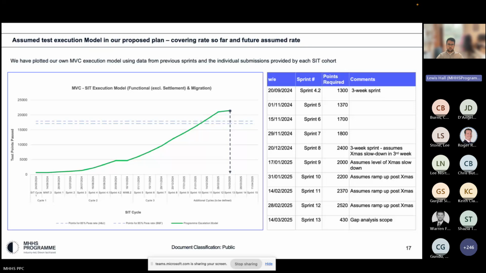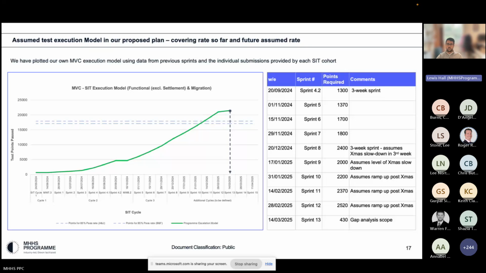So this slide then talks to the points per sprint and the proposed execution model that underpins the plan that you've just seen. You can see on the right hand side table the points required per sprint, and that gradual climb up to around 2,520 points. We're in sprint 4.2, and we can see that a number of participants are well on their way to achieving upwards of 1,300. So the current run rate for a number of participants is around the 1,300 to 1,500 mark, which we would endeavour to maintain.